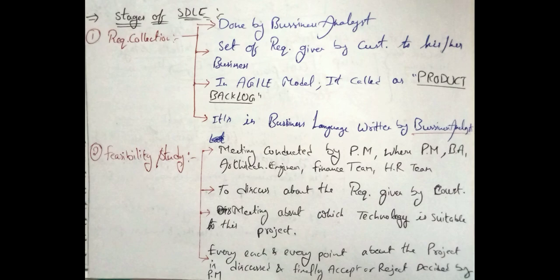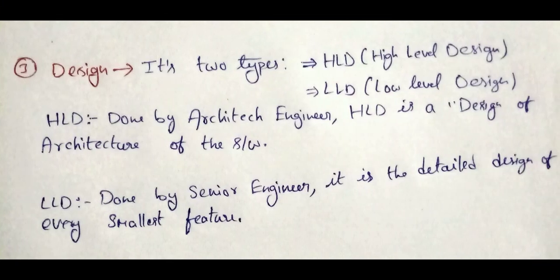After successful completion of the feasibility study and acceptance of the project, then we go for the design. Okay, design is nothing but the architecture of the software. Again, two types: high level design and low level design. High level design is done by the architect engineer, and it is the detailed design of the architecture of the software.